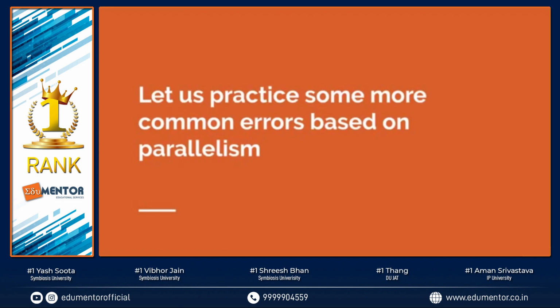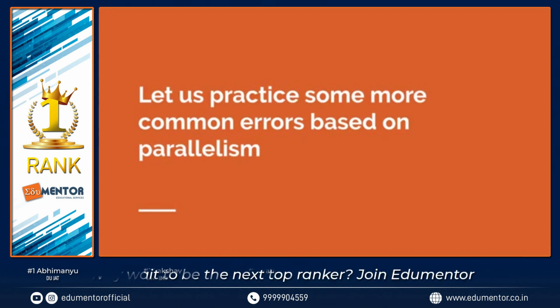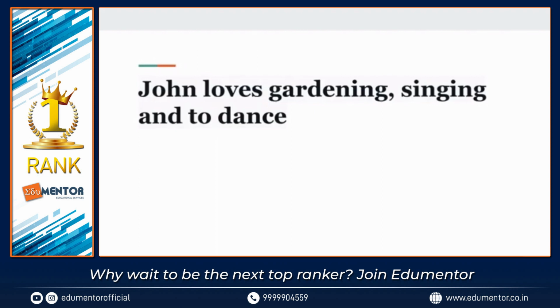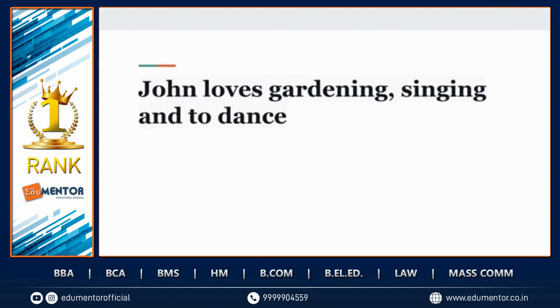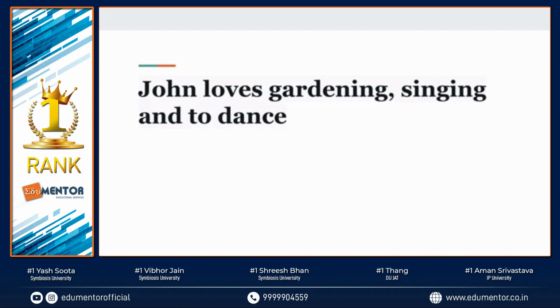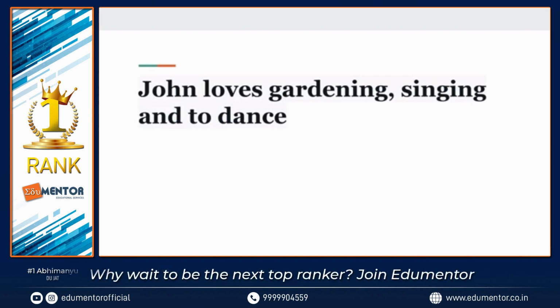Okay, now let's quickly look at some more common errors which are based on parallelism. So pay attention to these. These are also equally important from your examination point of view. John loves gardening, singing, and to dance. Can you see that gardening and singing are in ing form? So to dance also should be replaced with ing form. So John loves gardening, singing, and dancing.